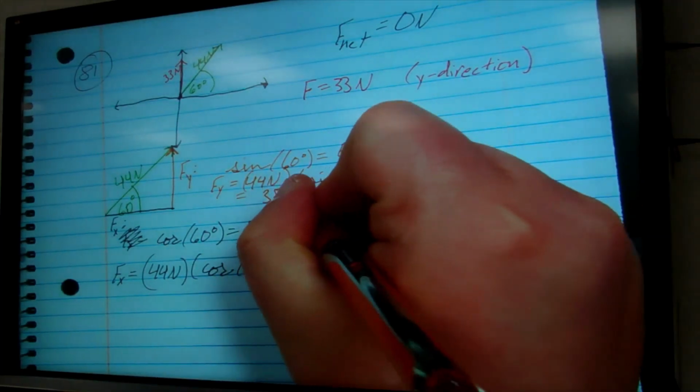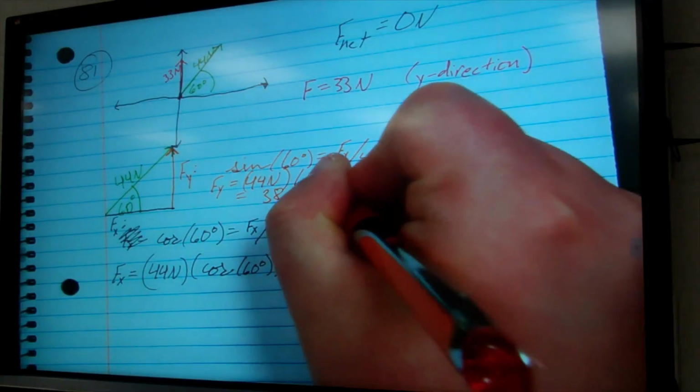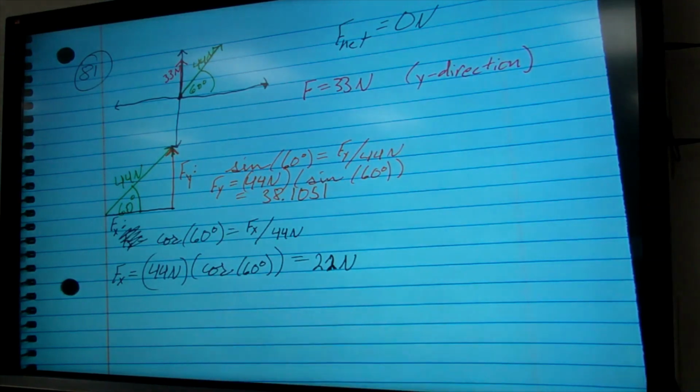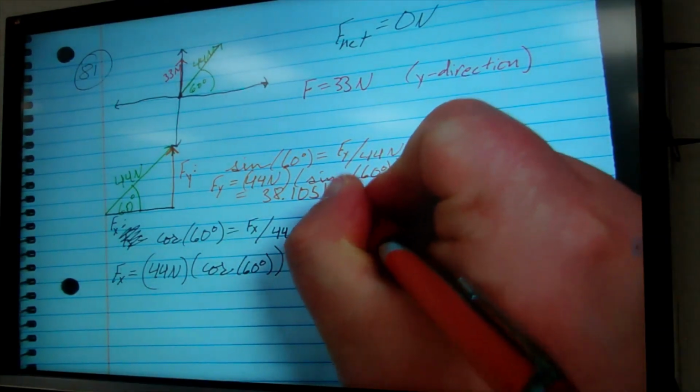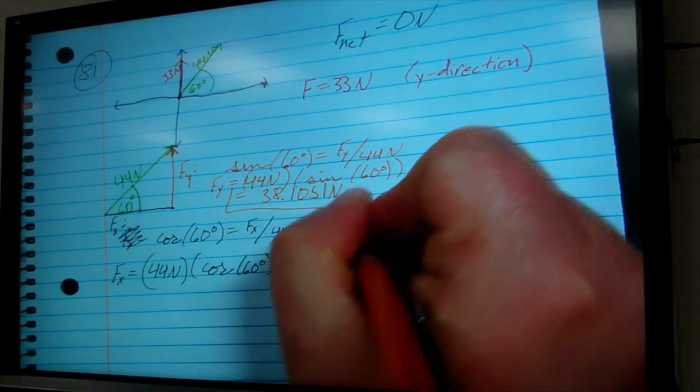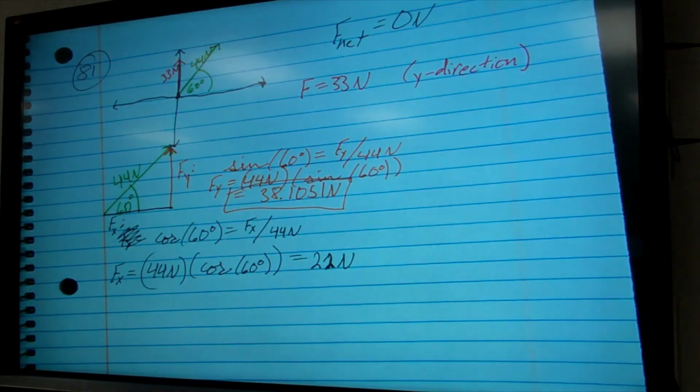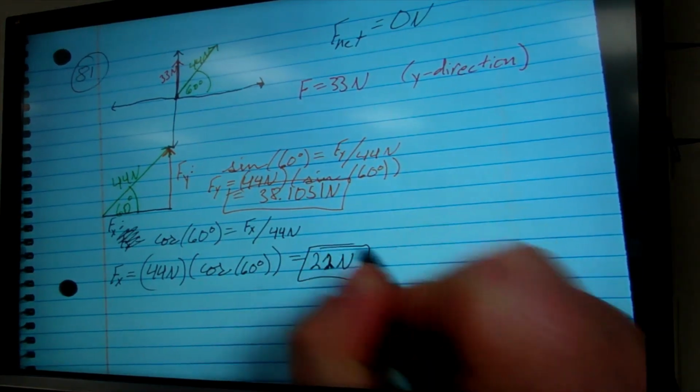How did you get 22? That's what I typed in, 44 newtons times cosine of 60 degrees. Are you in degrees or radians? I need to change it to degrees. Yep. Who keeps changing these calculators? Yeah, that's what I did. I will find you.